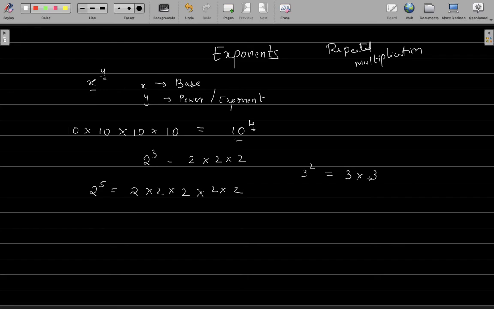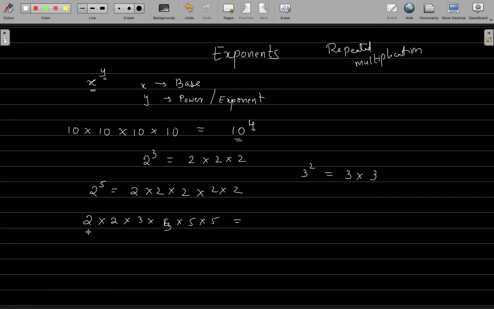You understand? So this is called exponential notation of this repeated multiplication, and we usually use this to represent a number in its shorter form, right? Suppose I have a number whose prime factorization goes something like 2 times 2 times 3 times 5 times 5 times 5. How can I write it in exponential notation?